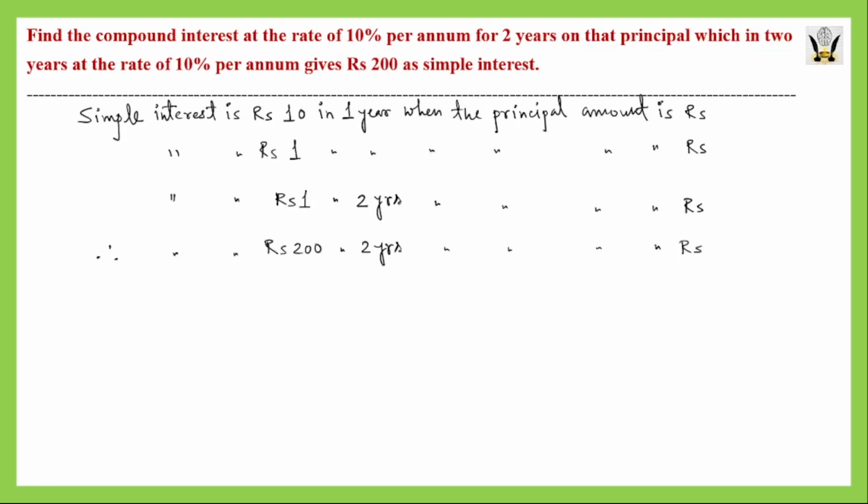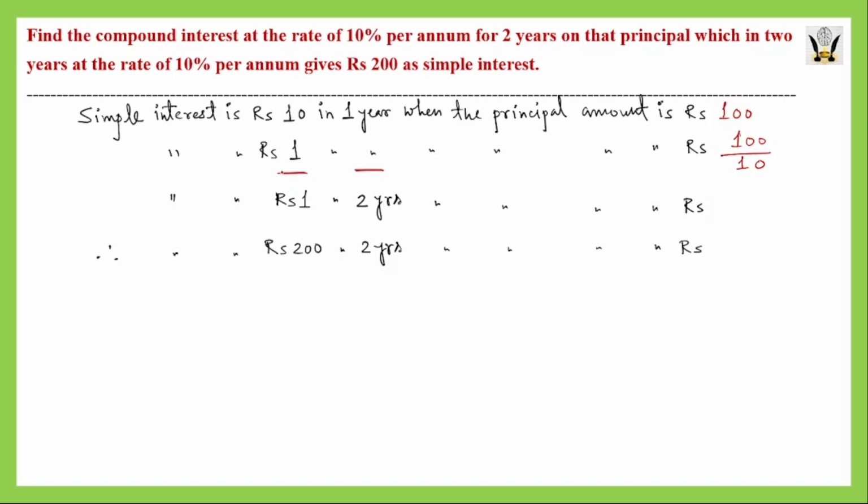So rate of interest 10% per annum means simple interest is rupees 10 in 1 year when the principal amount is 100, right? So 10 rupees is the interest when the principal amount is rupees 100, and that interest amount is accumulated in 1 year. Now when the simple interest will be only 1 in 1 year, then the principal amount will definitely be less than 100, so it will be 100 divided by 10. So this much is the principal amount when the simple interest is 1, and that is in 1 year.